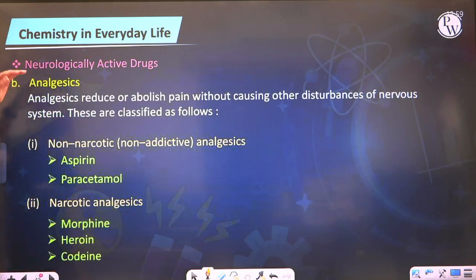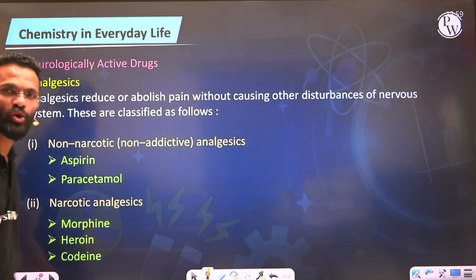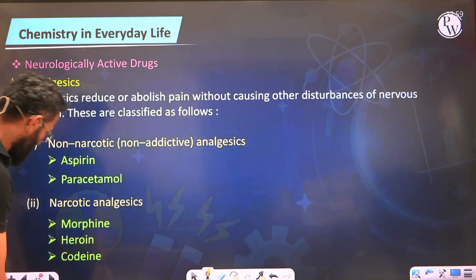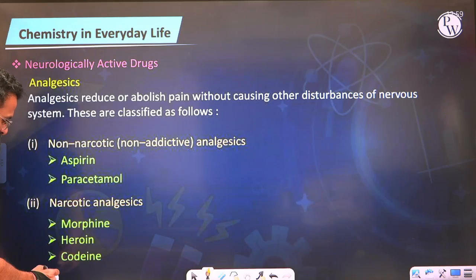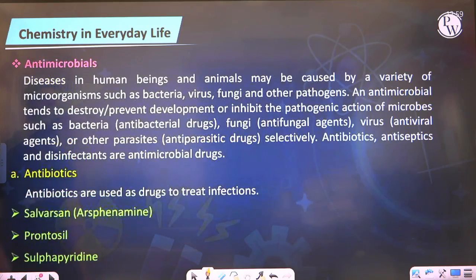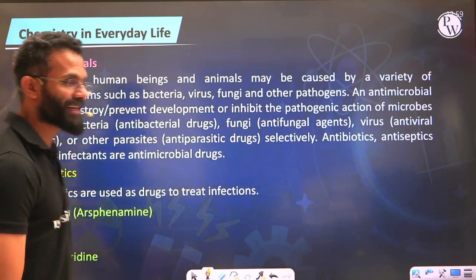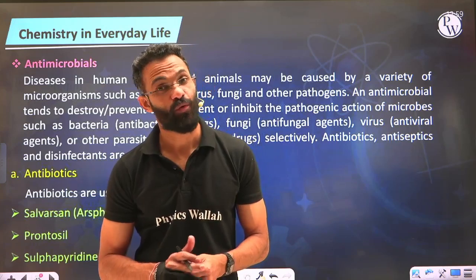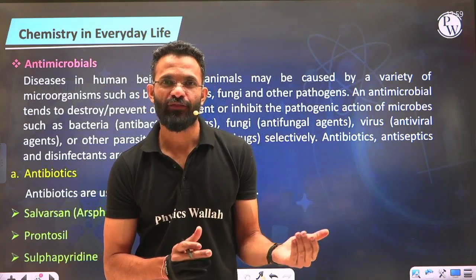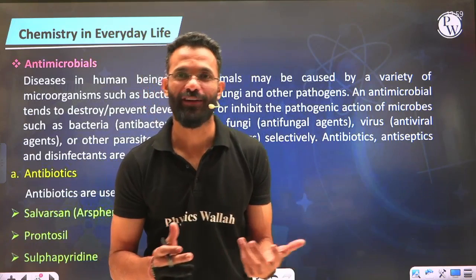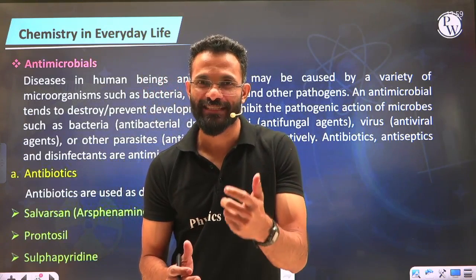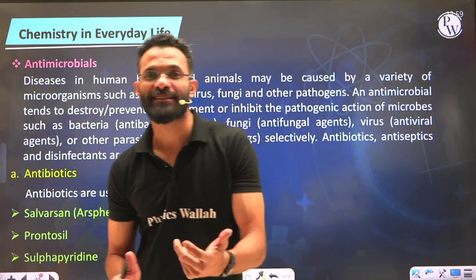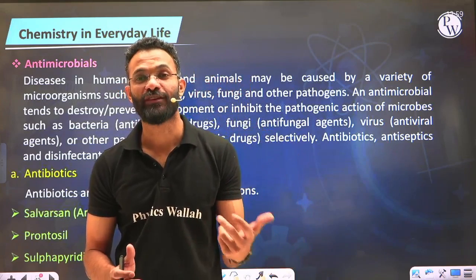Followed by neurologically active drugs. The second category is analgesic. After tranquilizers we are learning analgesics, which are of two types, narcotic and non-narcotic analgesics. Well guys, like I said right in the beginning, this is an informative chapter, so you'll have to remember many names of drugs. The next category of drug that we are learning is called antimicrobial agents. Since we have recently come out of coronavirus, we know how pathogens such as viruses and bacteria can affect our body adversely.